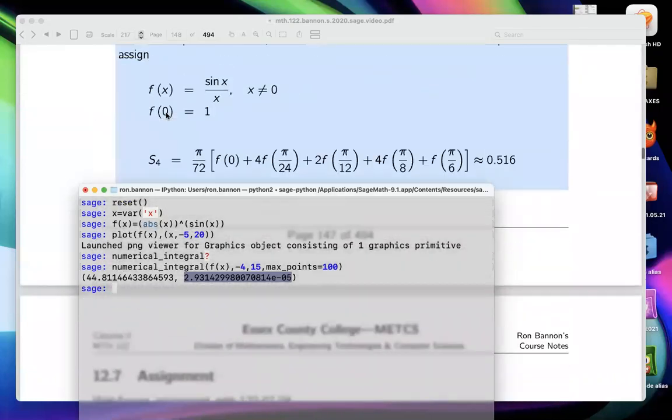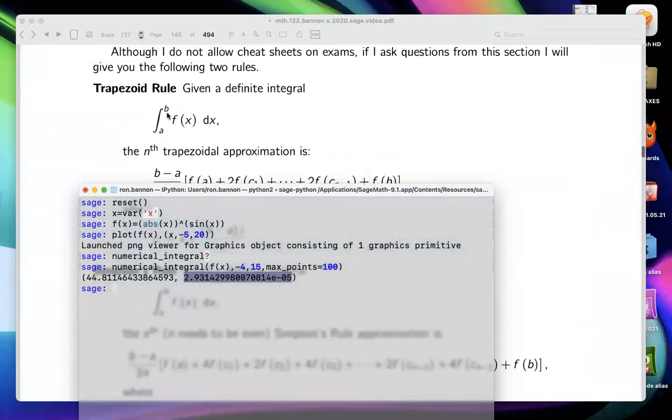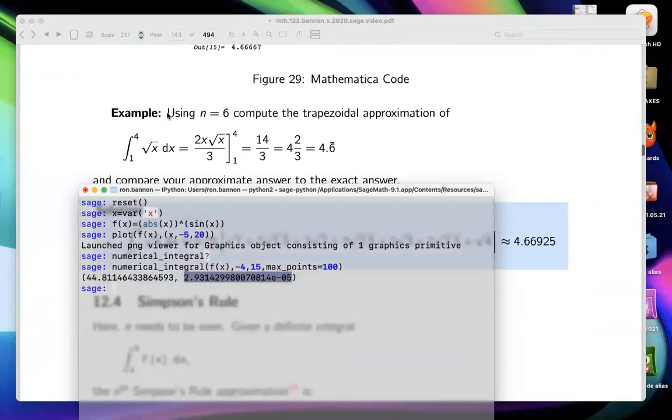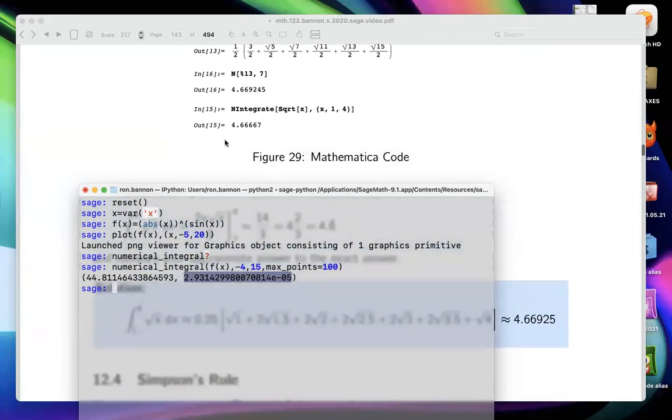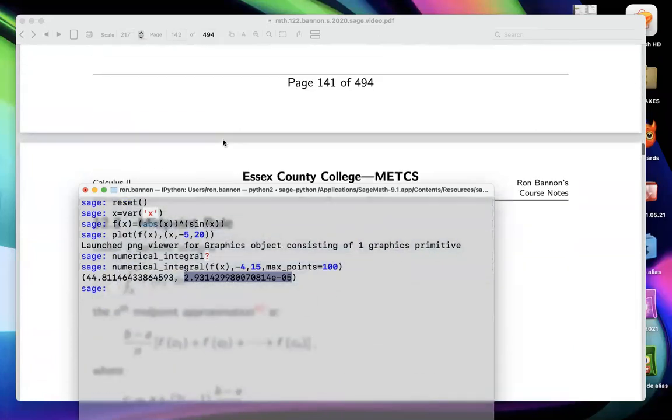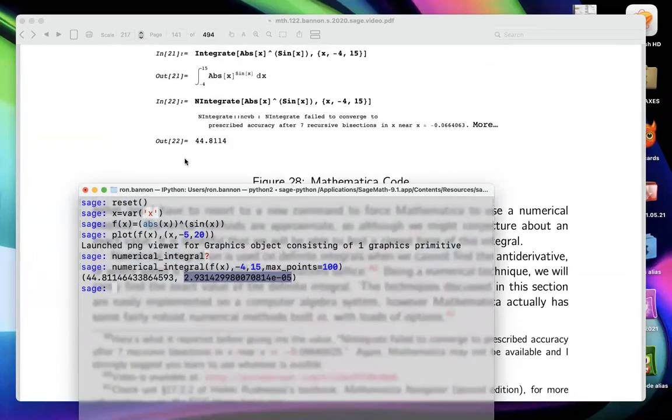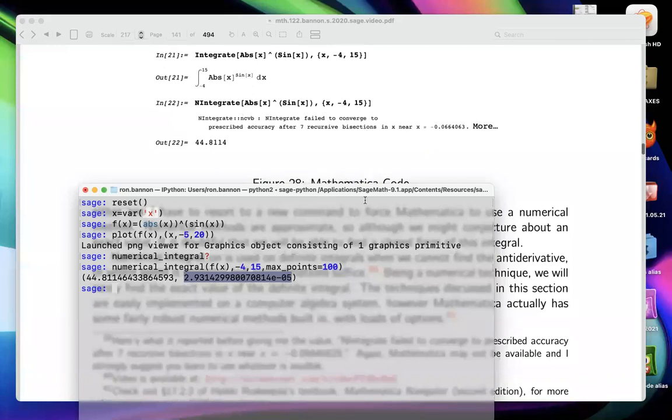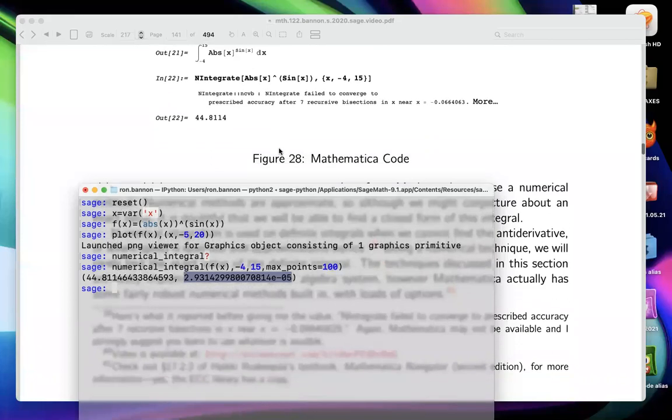So I want to go back to the Wolfram code. Oops, right over here, not that one. I'm sorry. They got 44.8114. All right. Is it the same integral? It is. What did I do? I used NIntegrate for Wolfram Mathematica. And for Sage, I use this numerical_integral to do the problem. All right. So I think it did okay, and I like the fact that it was able to do that.